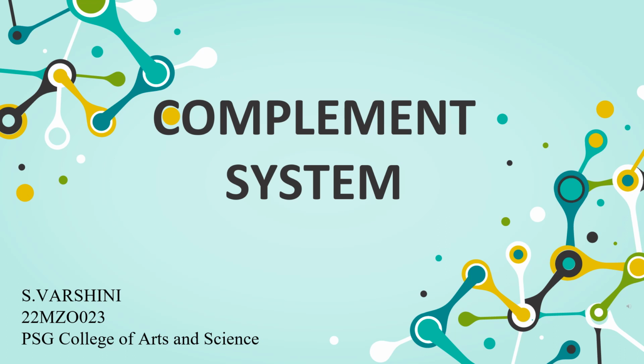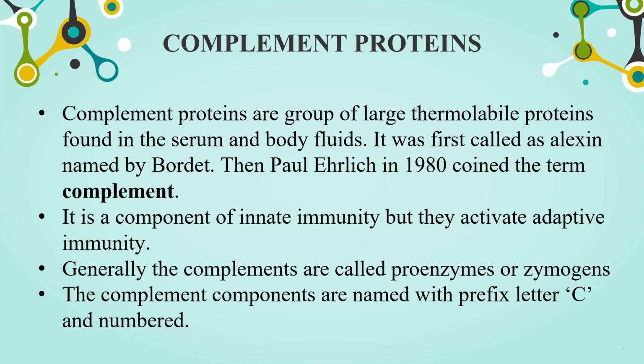Let us learn about the complement system. Complement proteins are a group of large thermolabile proteins found in the serum and body fluids. It was first called alexin, named by Bordet. Then Paul Ehrlich in 1900 coined the term complement. It is a component of innate immunity, but it activates adaptive immunity.